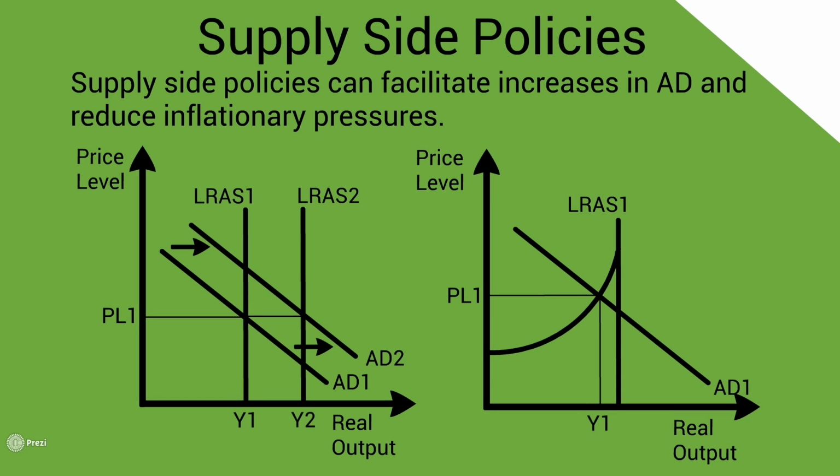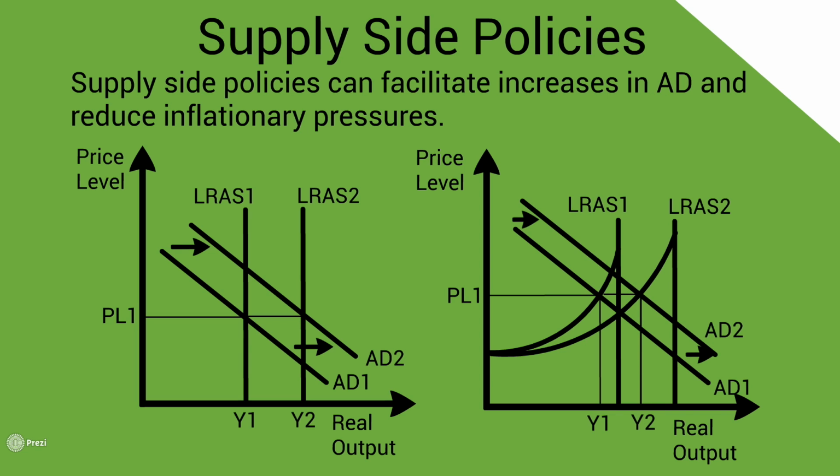Initially, our economy has a long-run aggregate supply curve of LRAS1 and a level of aggregate demand in the economy of AD1. This leads to an equilibrium where the price level is PL1 and real output is Y1. Then there is a successful supply-side policy which shifts the LRAS curve outwards. The outward shift of the long-run aggregate supply curve means that the economy can facilitate an increase in aggregate demand whilst maintaining the same price level in the economy.